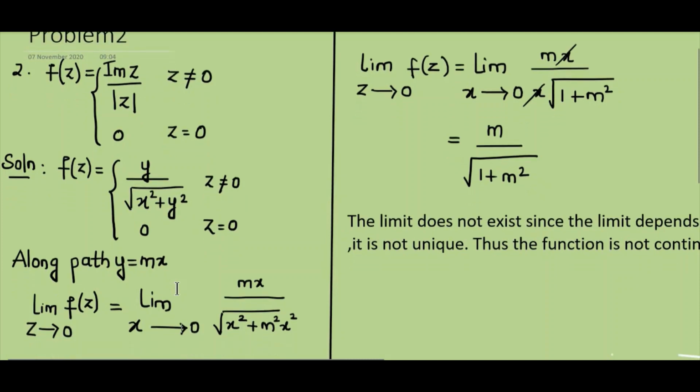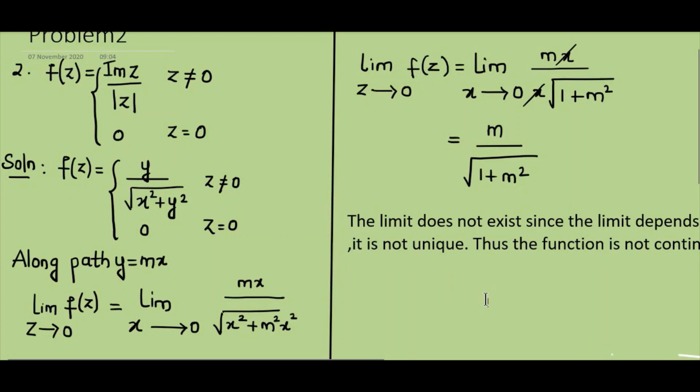I have taken y equal to mx, and then upon substituting in our definition of continuity, in the denominator you can take x square as common outside the root. So when it goes outside the root, it becomes x. So x into root of 1 plus m square, cancel x and x in the numerator and denominator, and then apply the limit, but still you are going to get m divided by root of 1 plus m square.